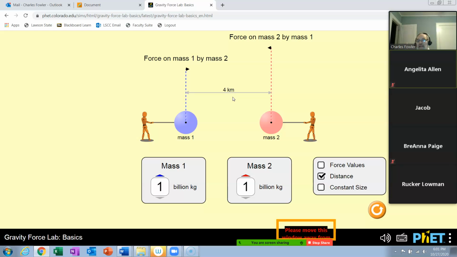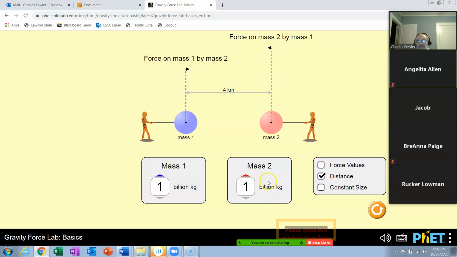Now, I don't think I can write on the screen, but we did something like this in class. Remember, in the SI units we deal with mass in kilograms. This is 1 billion kilograms. That's 1 billion kilograms. We deal with distances in meters. This is 4 kilometers. So this will be 4 times 10 to the third. Remember, kilo means 1,000. So you can write down on your lab 4 kilometers if you want to. That's the distance between them. The mass is 1 billion kilograms. I've already said that. You don't have to write that down. And this is 1 billion kilograms here too.